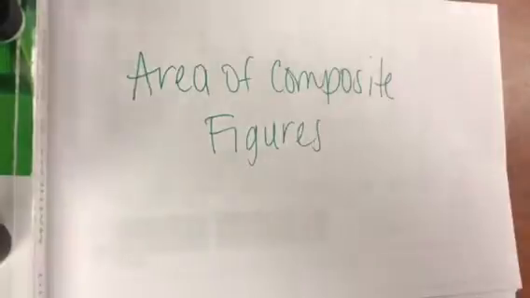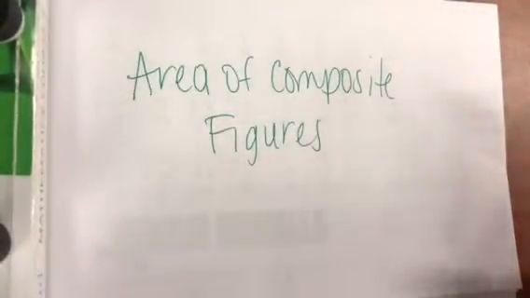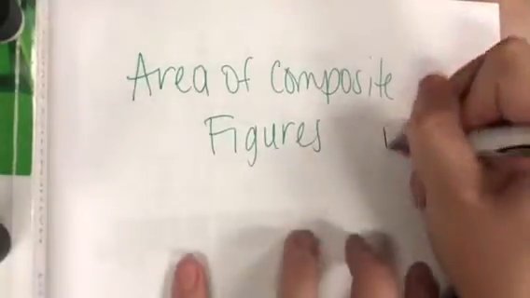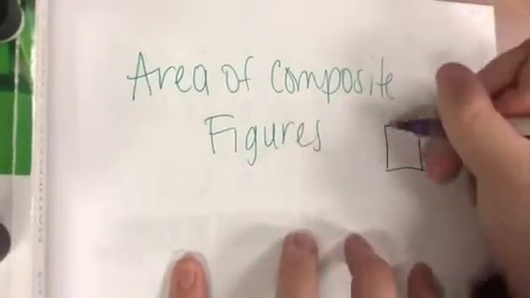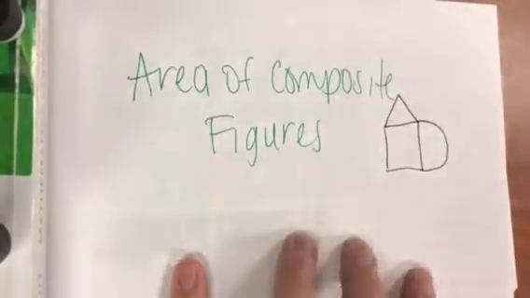We're talking area of composite figures. What is a composite figure, Miss Green? It's a bunch of shapes put together, creating one bigger shape. So if I have like a square and a half circle and a triangle, that's a composite figure?